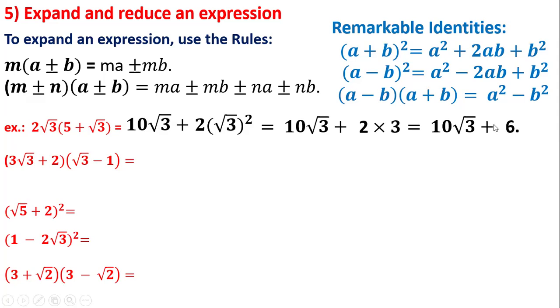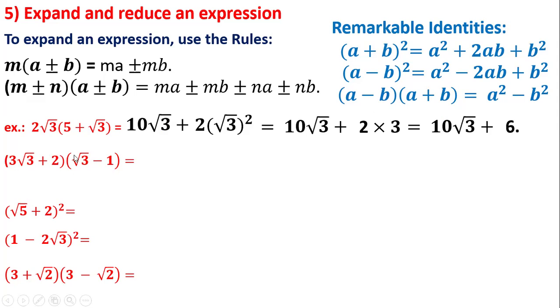Of course, this cannot be added because we have a radical with a number. Here I have 2 parentheses multiplied together. We might apply this rule or the last rule in remarkable identities. If I look inside, do I have the same numbers inside? No, so we cannot apply the third remarkable identity.